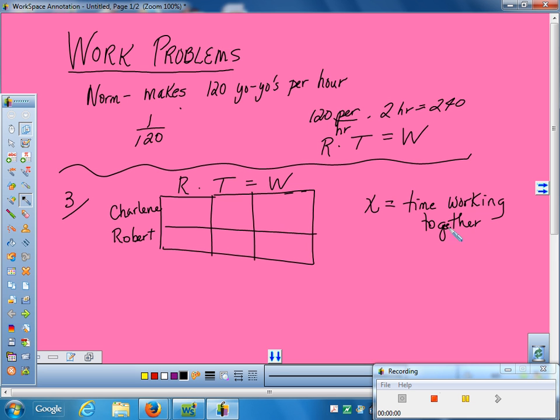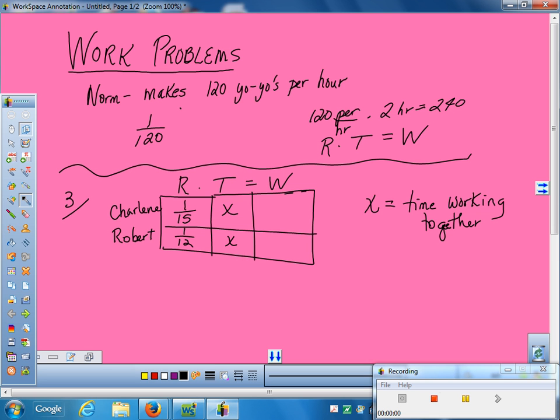Okay. So we need to figure out what Charlene's rate is. If Charlene can do the whole thing in 15 minutes, what part of the job is she doing per minute? How much of it is she doing in 1 minute? 1 over 15. Is she doing 1/15 of the job? So her rate is 1/15. Which means Robert's rate is what? 1/12. Very good. There's a pattern here. Okay. Now, how long are they working? What's their time? Very good. X. They're working X amount of time.